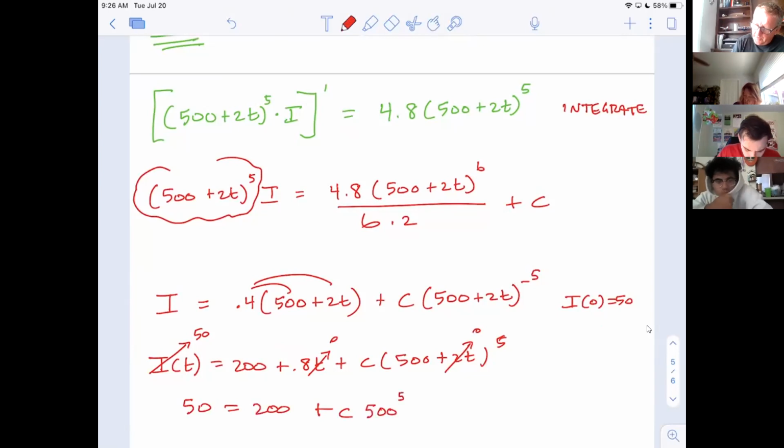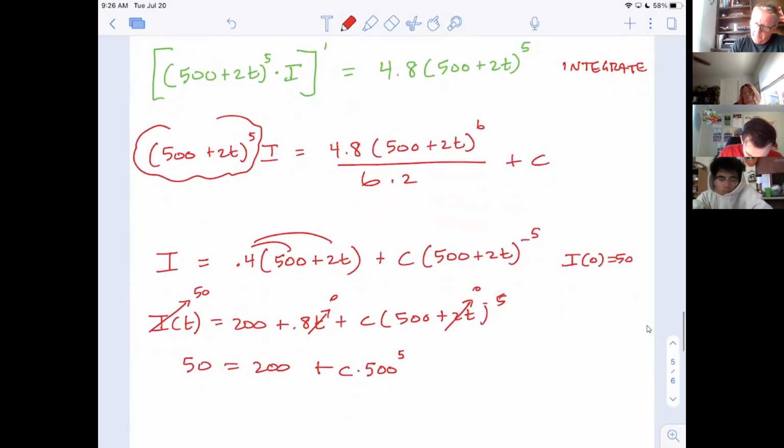Wow, that's a gigantic number. So what does that mean? Negative fifth power. -5th. So thank you. So I think I'll write that just so that it looks a little better. Thank you for catching that, because that would have been fatal. That 500 to the 5th is actually on the bottom.